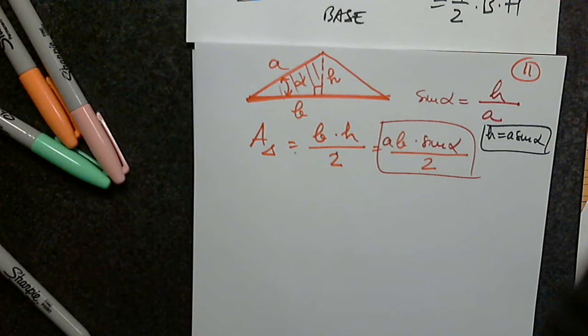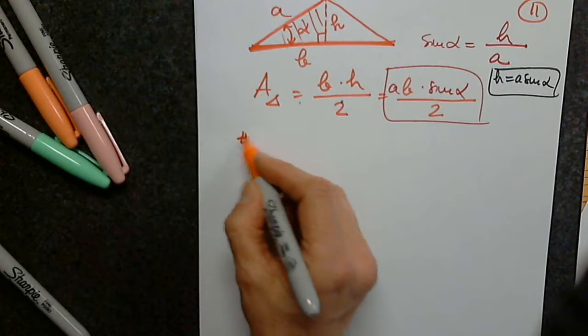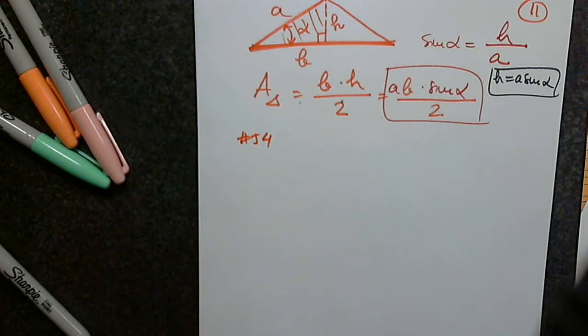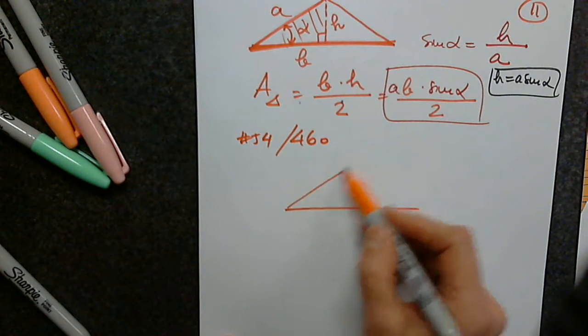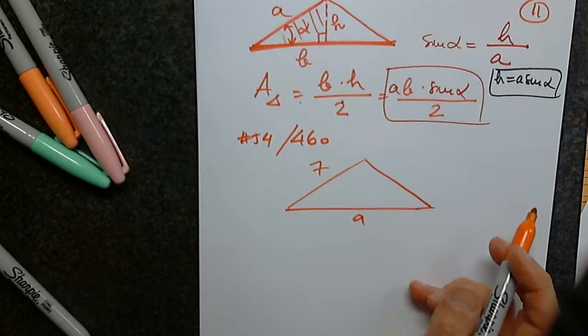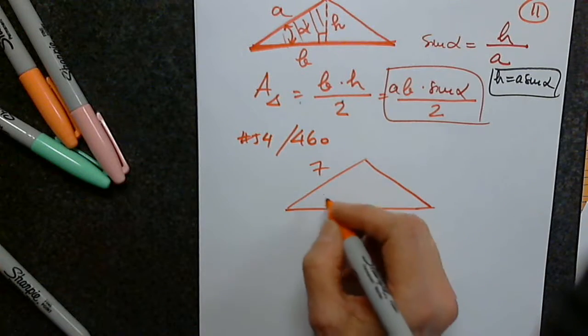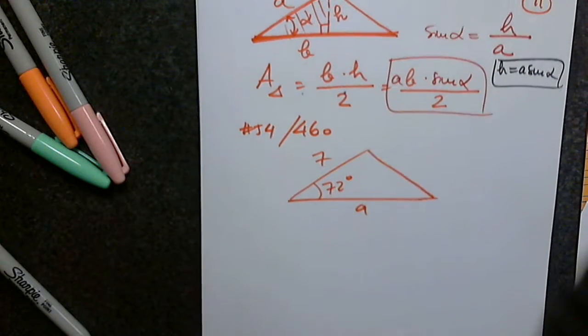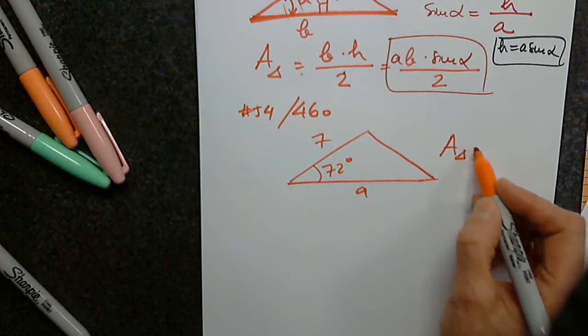So I would like to look at a problem like 54 on the same page, 460. Find the area of a triangle with sides of length 7 and 9, and the included angle 72 degrees. I want to find the area of this triangle.